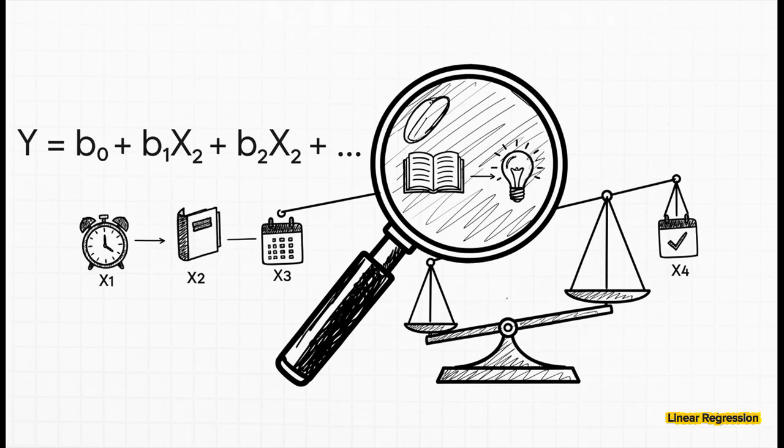And now we get to the really cool part. We start adding our features, the x's. These are our clues, like the number of hours someone studied. And each clue gets its own multiplier, a b coefficient. This right here is where the magic happens. These coefficients are what the model learns, and they tell us exactly how much each clue really matters.